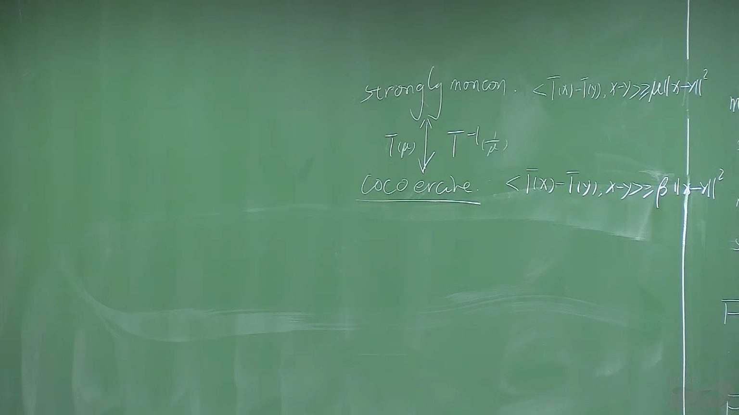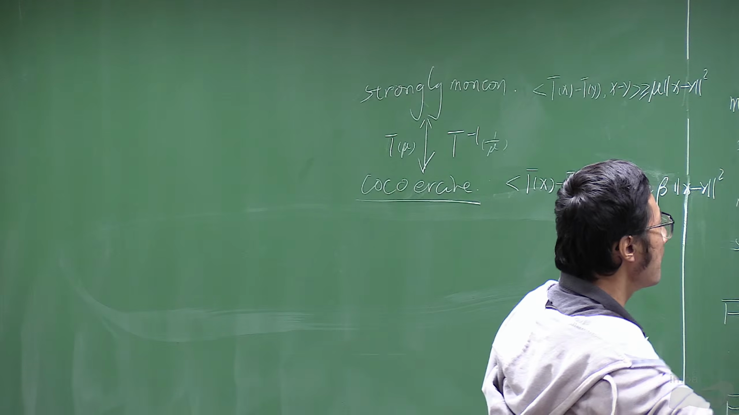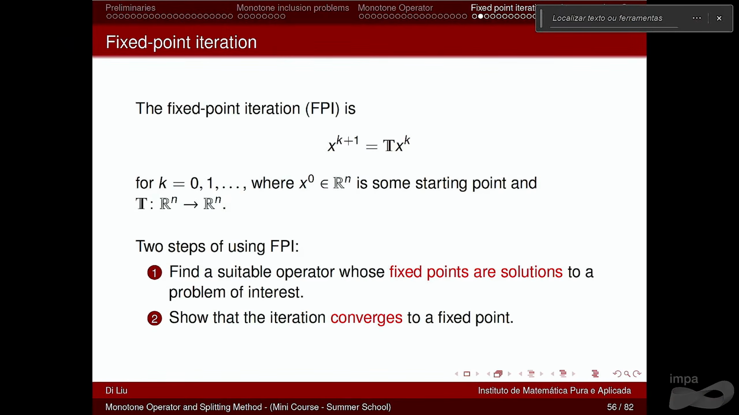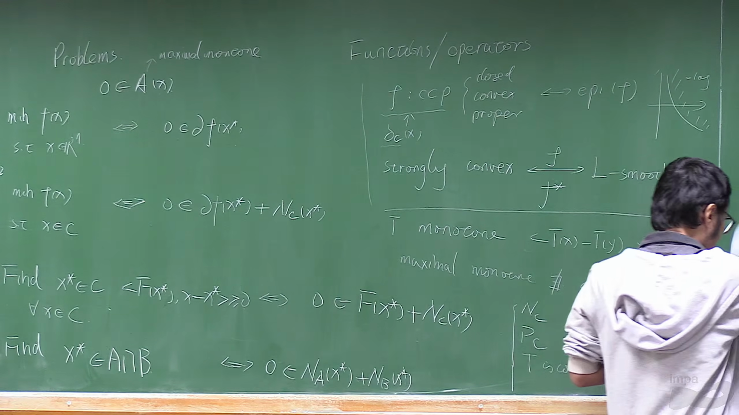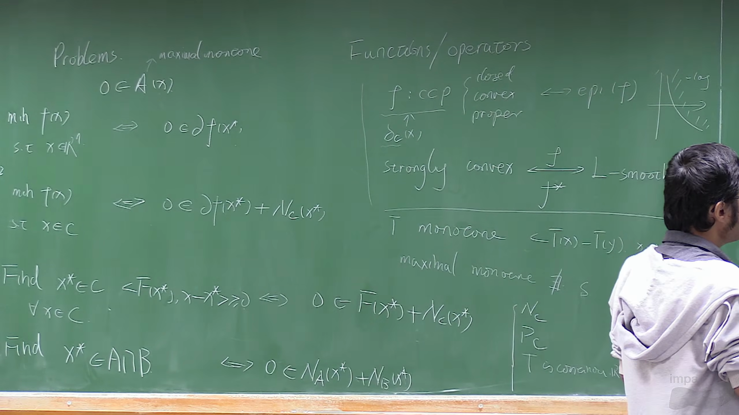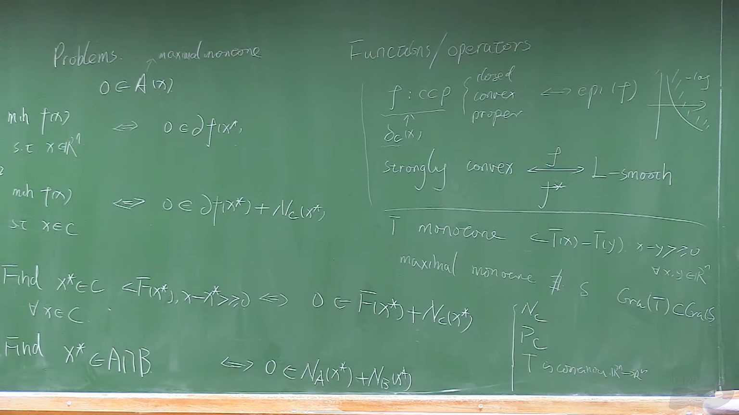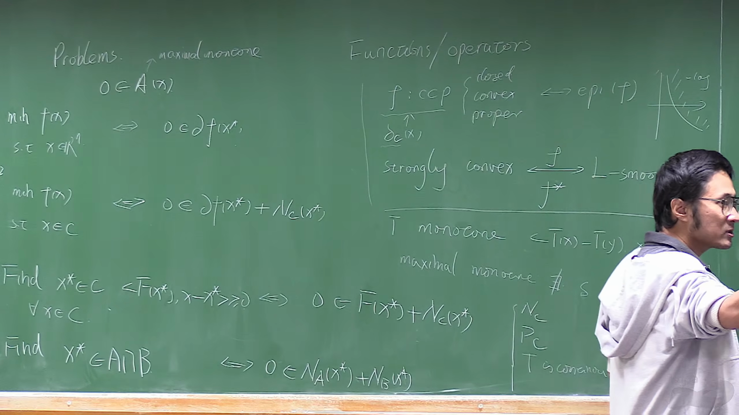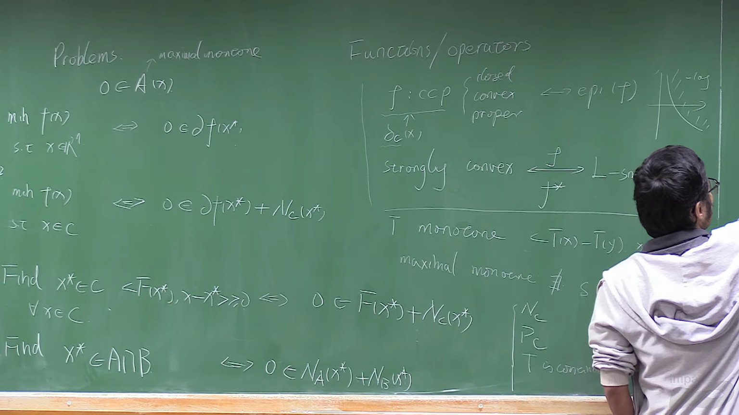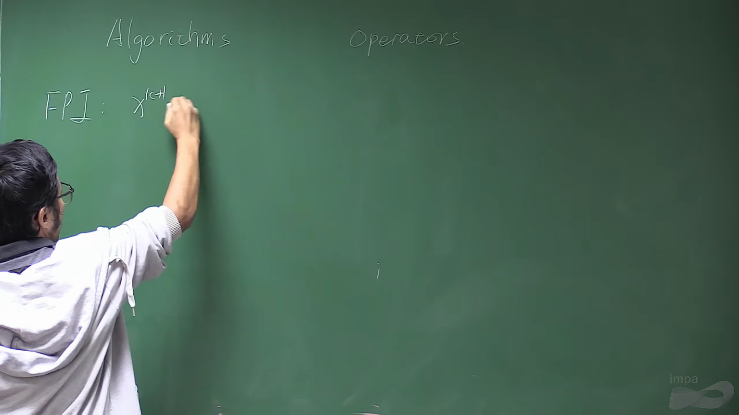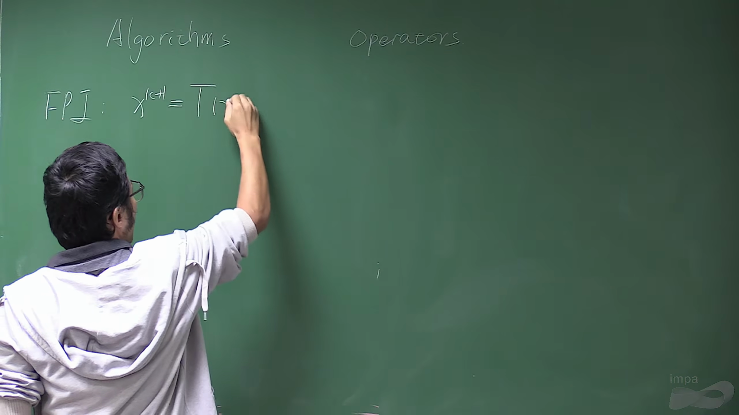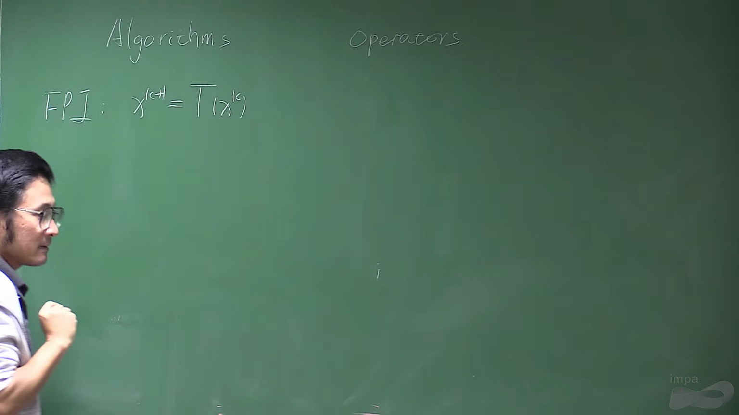So these are the properties of functions and operators which appear among the problems. Next, we discussed this a little bit in the last class, just to begin: the algorithms. The first algorithm we talk about here is the most abstract, the fixed point iteration. The scheme is x_{k+1} equals some operator T applied to x_k.